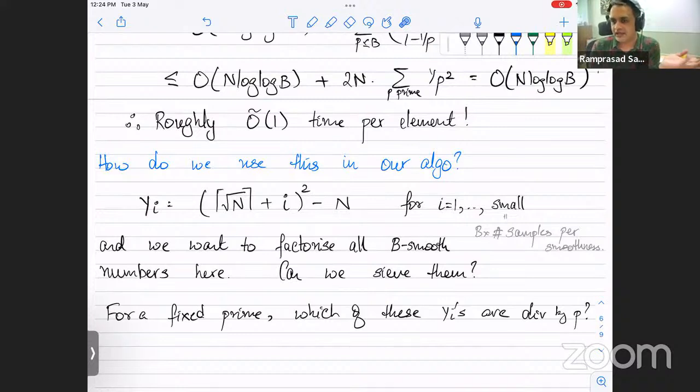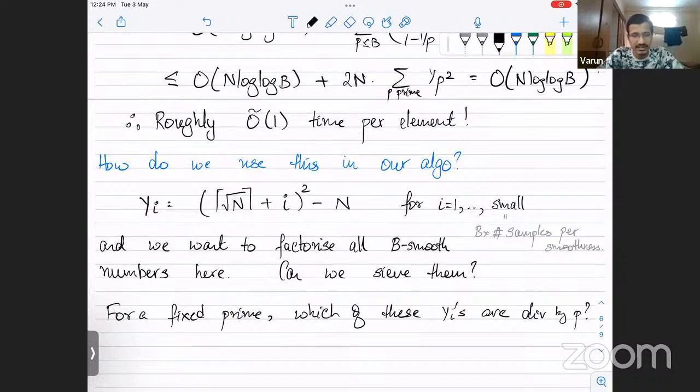And it's unclear at the moment. I don't exactly know what to do here. No, because I was trying to think maybe like, okay, not accurate, but the root n squared is cancelled off by the n, and you have something like i squared plus 2i root n. So certainly, if you want some yi to be divisible by p, the i's should be divisible by p, right?